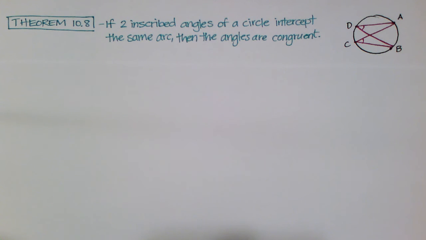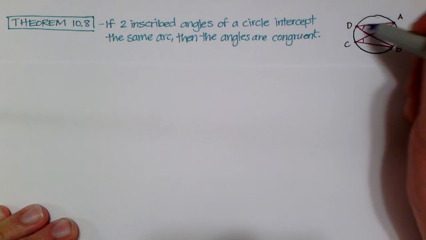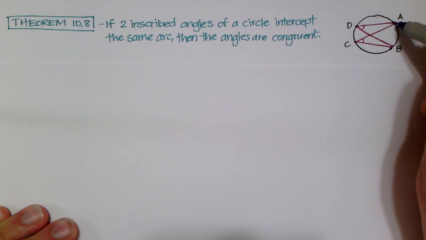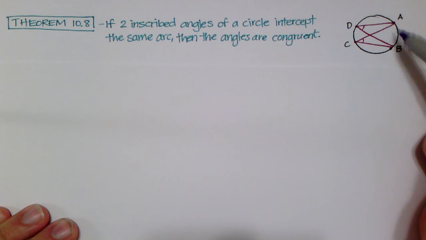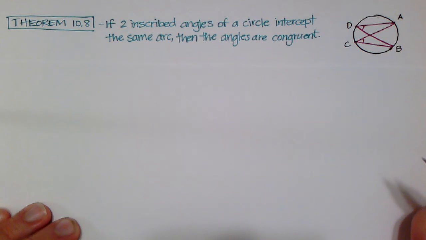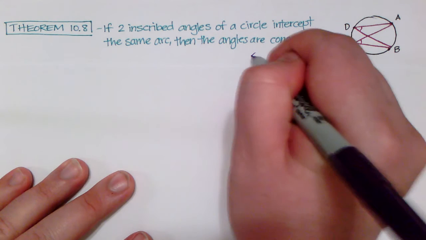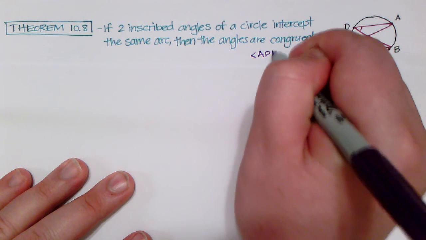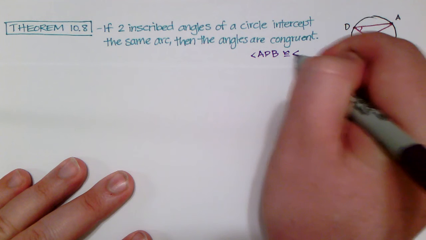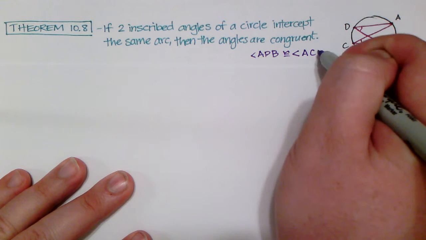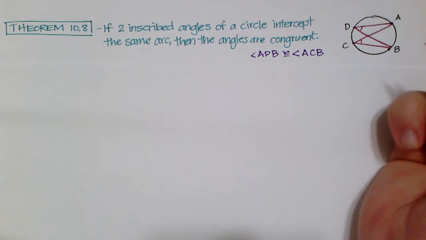Theorem 10.8 says if two inscribed angles of a circle intercept the same arc, so this first angle, ADB, is intercepting the arc AB, but then the second angle, ACB, is also intercepting the same arc AB, then the angles themselves are congruent. Okay. So in this case, angle ADB is congruent to angle ACB. Awesome.